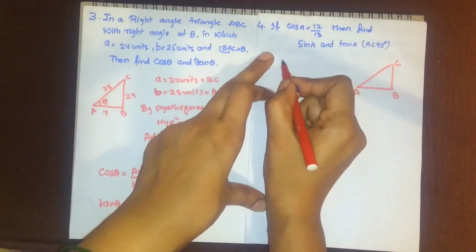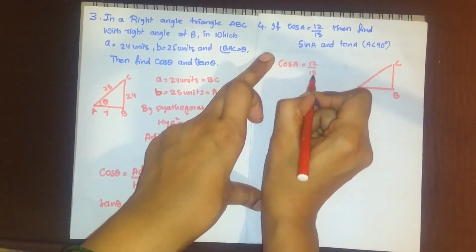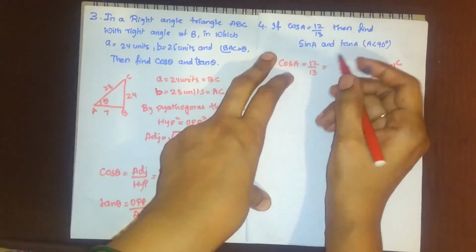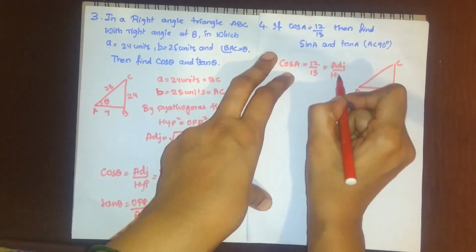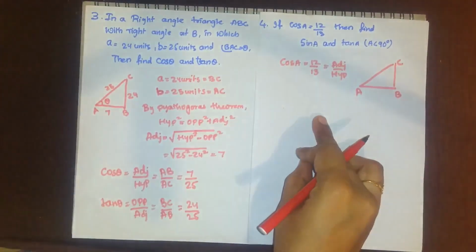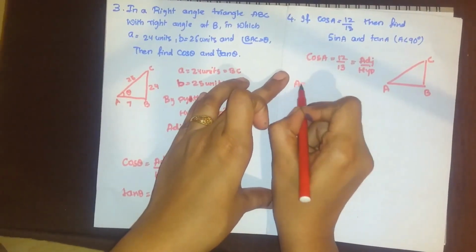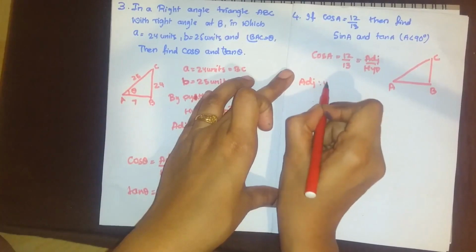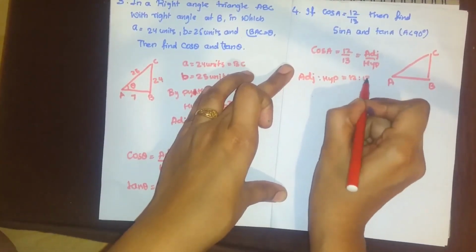ABC. Here cos A is given as 12 by 13. What is the formula for cos A? Adjacent by hypotenuse. Now from this we can say that the adjacent to hypotenuse ratio is 12 is to 13.